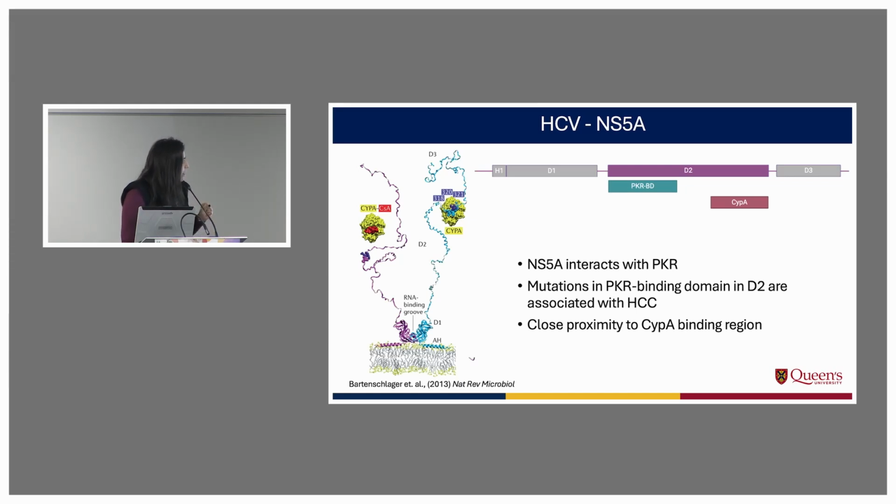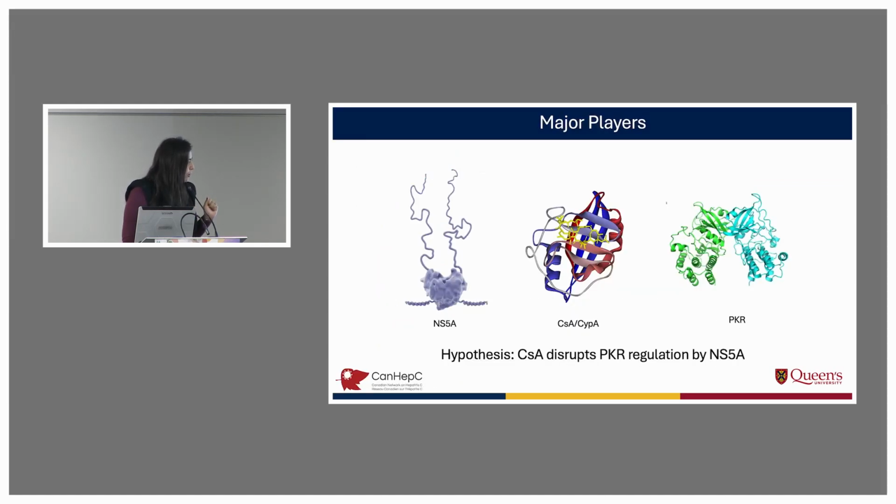Taking this into consideration, we developed our hypothesis. Our hypothesis is that cyclosporine A disrupts PKR regulation by NS5A. The main players of this talk are NS5A, the non-structural protein, cyclosporine A, and PKR. After that, we decided to do this experiment as follows.